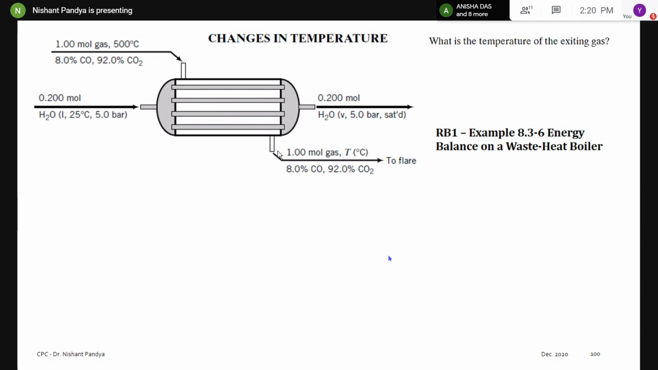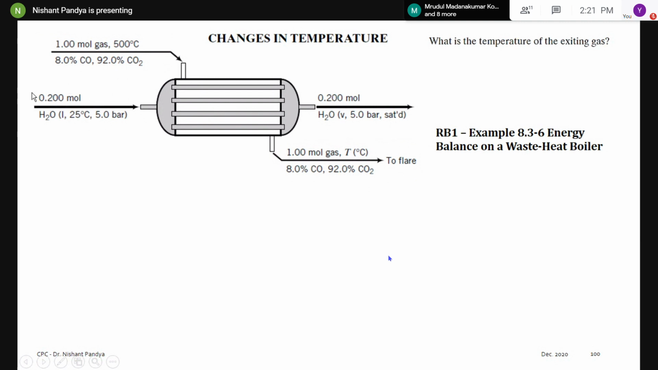Means the material will not be mixed, but the heat will be transferred from the gas, which is at 500 degrees Celsius, to this water liquid, which is at 25 degrees Celsius. By the time it reaches the end, it will be converted into saturated vapor at same pressure, 5 bar. So in this case, only heat transfer is occurring. No mass exchange takes place between two streams.